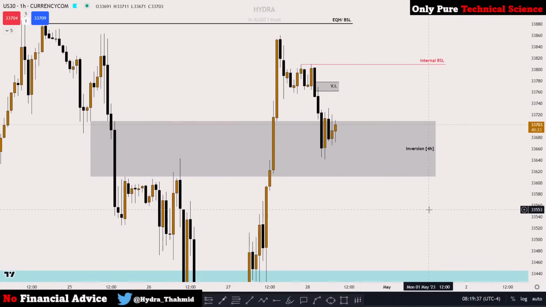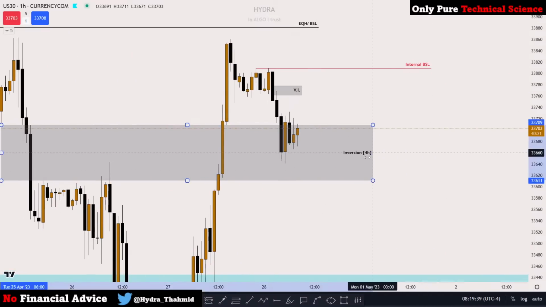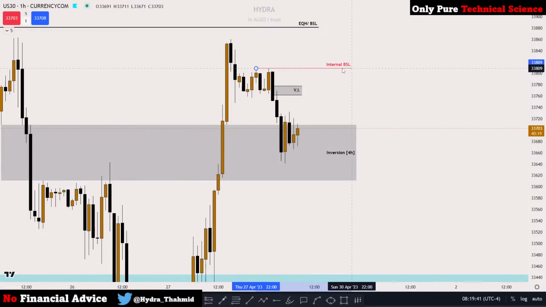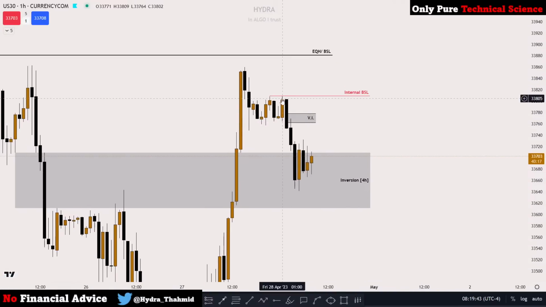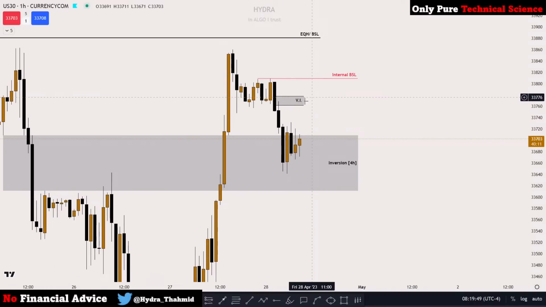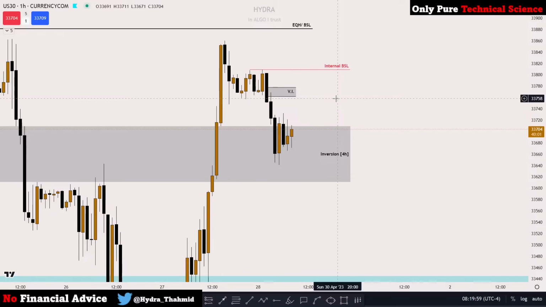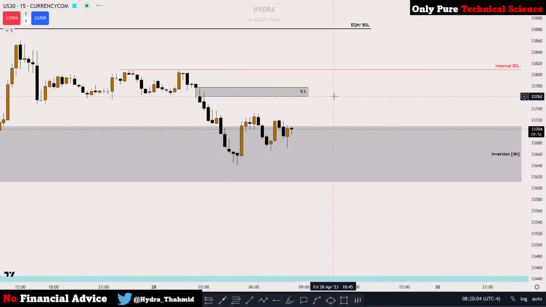You can see how price is getting support from this inversion here, and we do have another equal high here, a relative equal high. Let's see what price does. Price is coming to the equal highs and then rejecting from the rejection block. It's not taking the highs for the last 2-3 weeks. So let's sit around and see what price does.